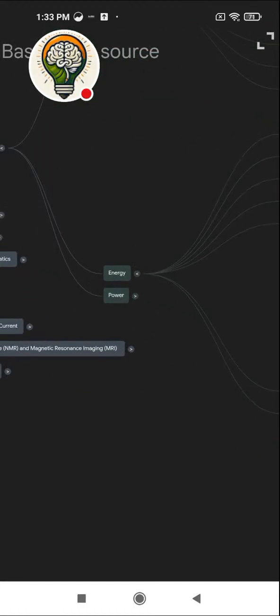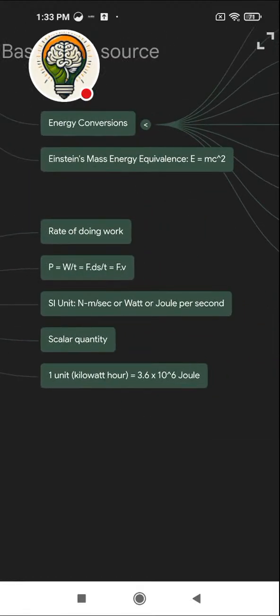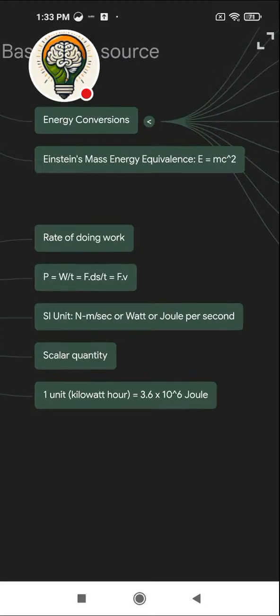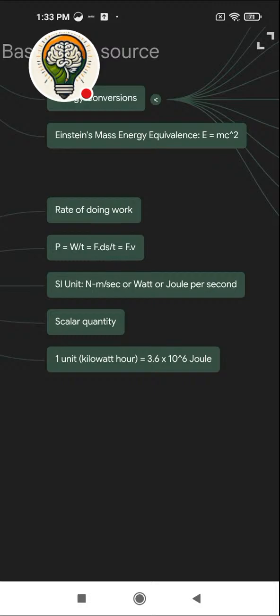Then power: the rate of doing work. P equals work by time, equals F dot ds by t, that is, F dot velocity. The SI unit is Nm per second, that is watt or joule per second, and it is a scalar quantity. 1 unit is equal to 3.6 into 10 power 6 joule.